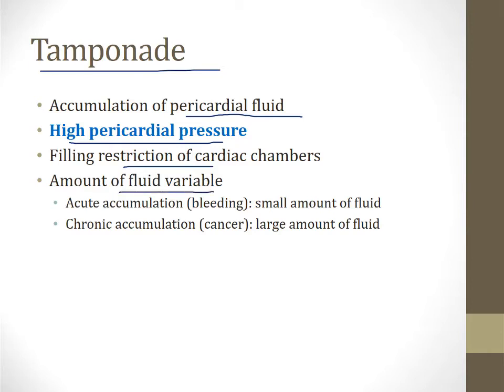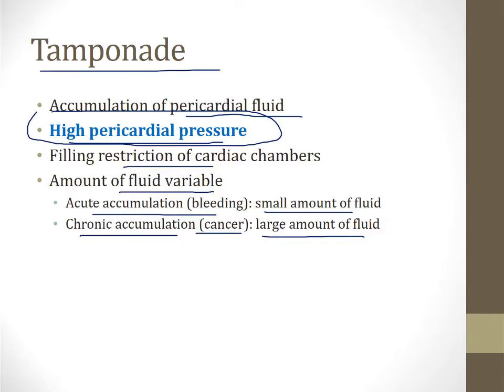If the fluid accumulates rapidly, as occurs in trauma and bleeding, then just a small amount of fluid can lead to tamponade. The reason for this is because the pericardium needs time to stretch, and when the pericardial sac fills with fluid quickly, there's no time for stretching and the pressure gets very high even with a small amount of fluid. On the other hand, if the accumulation is chronic and slow, as happens in cancer patients, then the pericardium has time to stretch, and therefore a large amount of fluid is required before the pressures get high and restrict filling of the cardiac chambers.